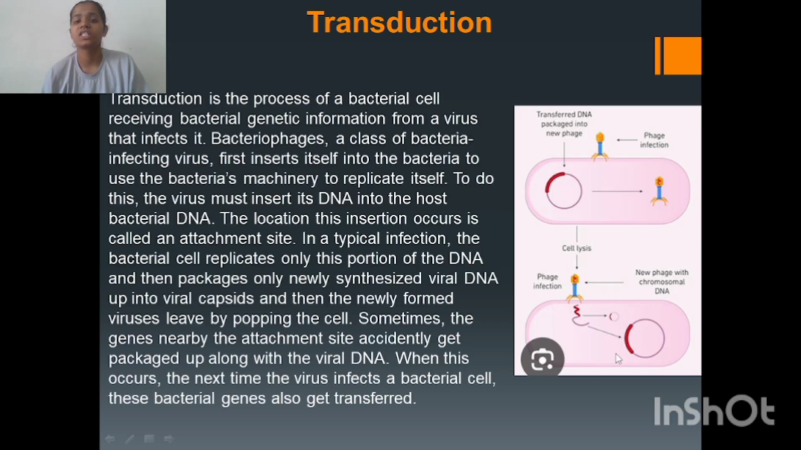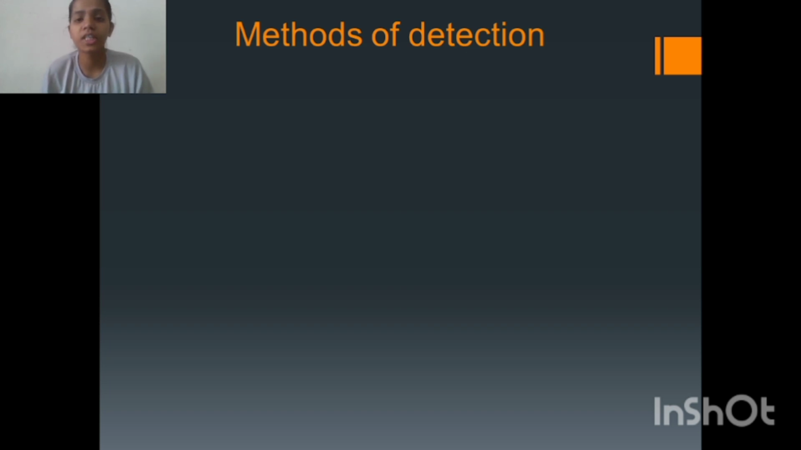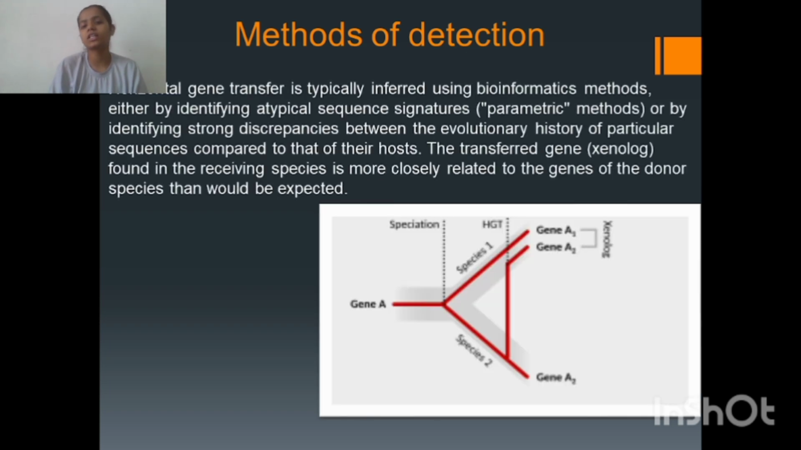So, in short, we can say that transduction is the transfer of bacterial DNA from one bacterium to another by a bacteriophage. So, these were the three mechanisms of horizontal gene transfer, which were transformation, conjugation, and lastly transduction. By completing these mechanisms, we are moving to the methods of detection, how it is detected.